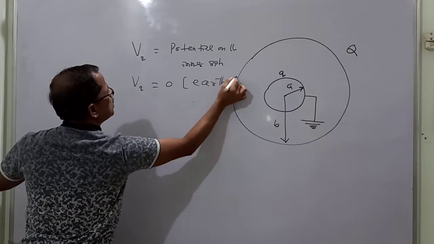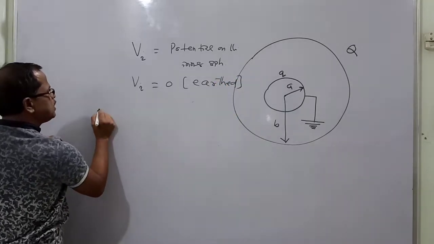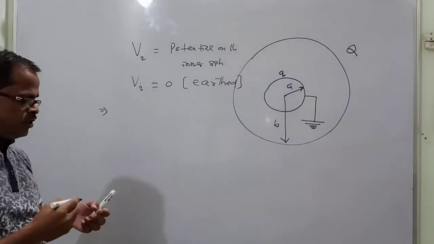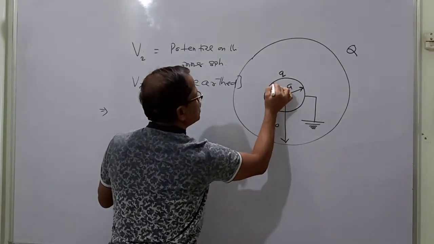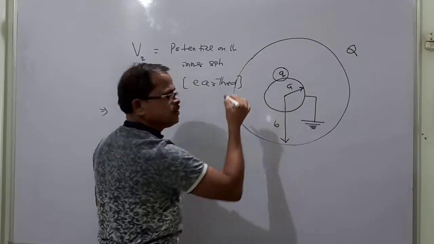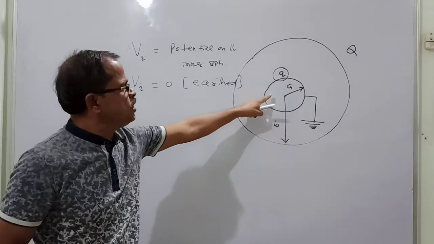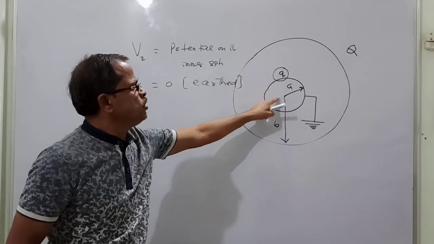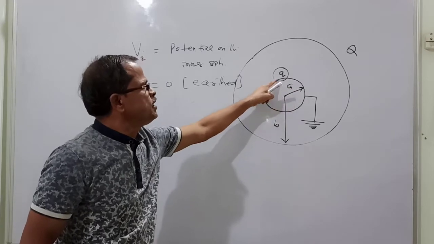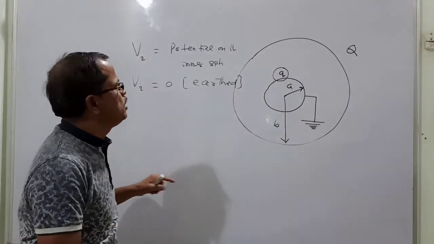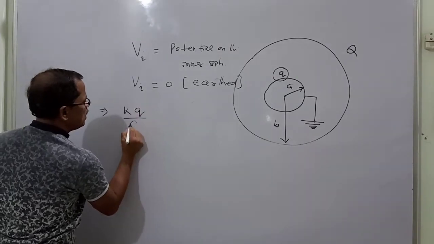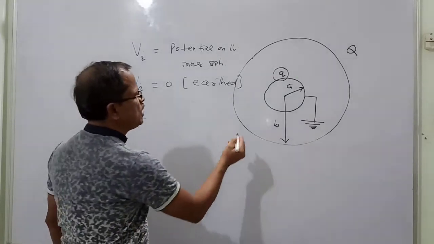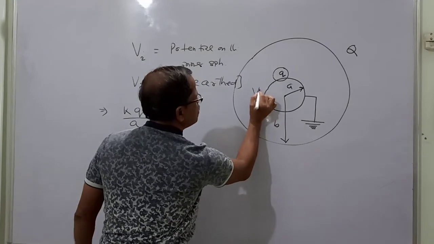Since the potential of the inner sphere is 0 because of the earth, let us calculate the potential of the inner sphere. The potential of the inner sphere is due to its own charge, because the charge present on the inner sphere is q and the radius of the inner sphere is A. So the potential due to this charge and this radius is equal to Kq by A. That is the potential of the inner sphere, Vi.